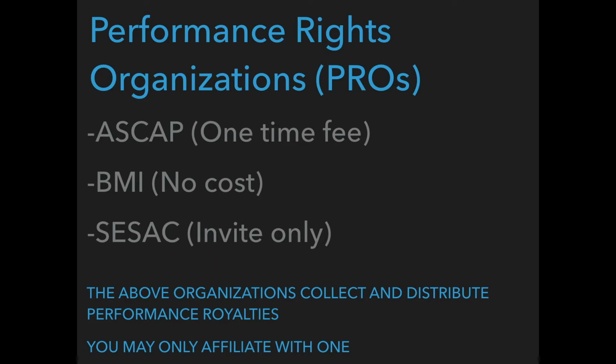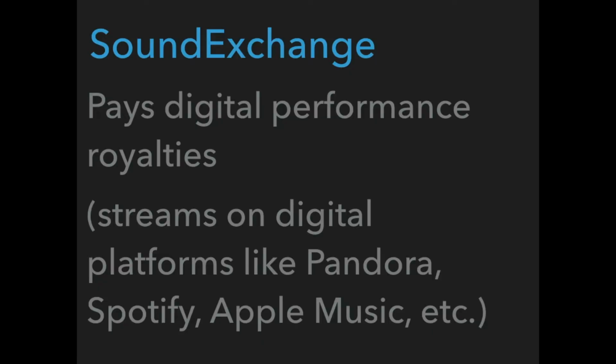So you need to first affiliate with a performance rights organization, or a PRO, to get those performance royalties, and then you'll have to affiliate with SoundExchange to get digital performance royalties. Now, depending on what distributor you use, some will automatically put your music into SoundExchange. The songs that I distributed through CD Baby ended up in SoundExchange automatically, whereas the songs that I distributed through DistroKid did not, and I had to put them in manually.